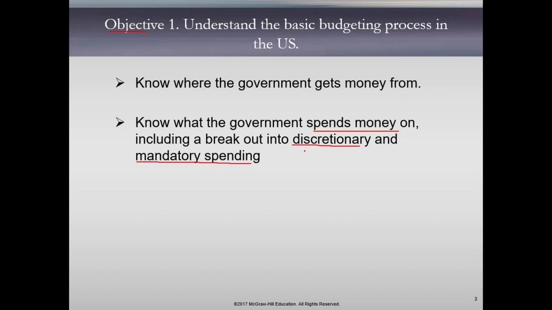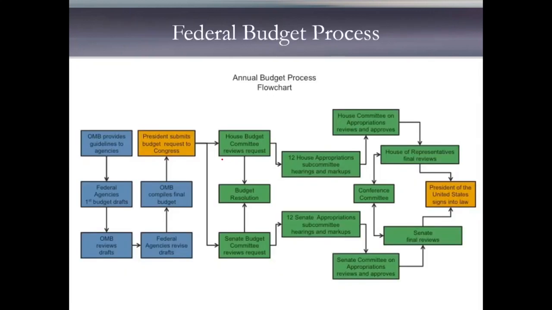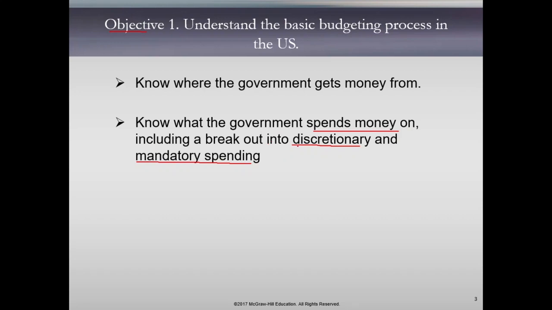So what you'll be surprised to see is that a bulk of federal government spending is actually in the mandatory category. So we'll talk a little bit about discretionary and mandatory spending and what the biggest spending components of those two categories are. And we'll talk, of course, also about where the government collects its money from.